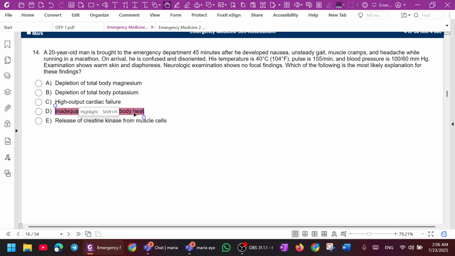So it is inadequate dissipation of body heat. Athletes are at increased risk for heat exhaustion or heat stroke as a result of strenuous exercise, hot temperatures, and increased humidity. Other risk factors include lack of acclimatization, obesity, dehydration, and poor physical fitness. During exertion, the body is able to dissipate heat by increasing blood flow to the skin and producing sweat to facilitate evaporative cooling. However, when ambient temperature is increased and humidity is high, these mechanisms are less effective at dissipating heat, potentially resulting in heat exhaustion or heat stroke.